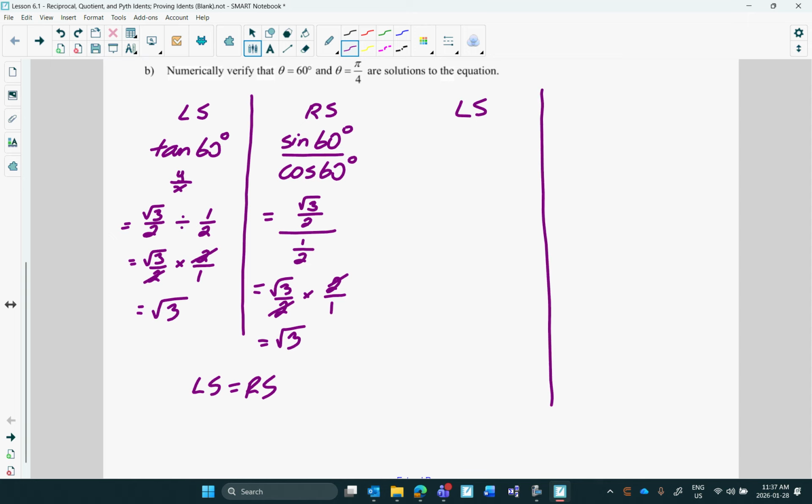I'm going to do it the same way. So I need to find the tan of pi over 4. Then I need to find the sine of pi over 4 and divide that by the cosine of pi over 4. Will I get the same answer on either side? So pi over 4, y divide x. Root 2 over 2 divide root 2 over 2. Which we don't have to change for multiplication because we should recognize that as 1.